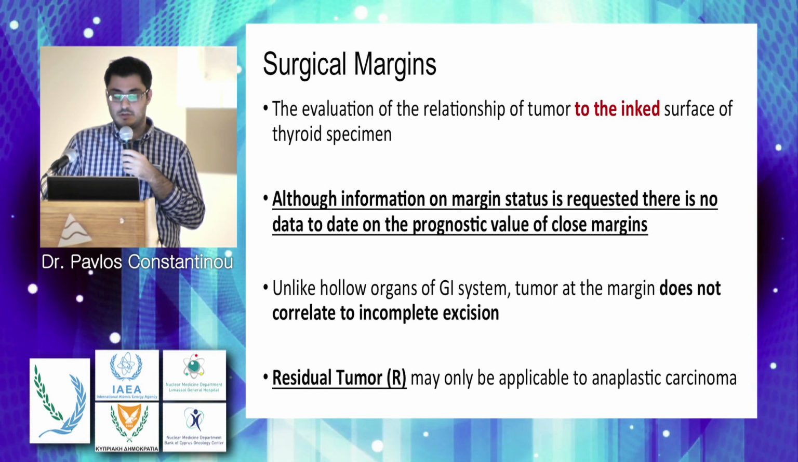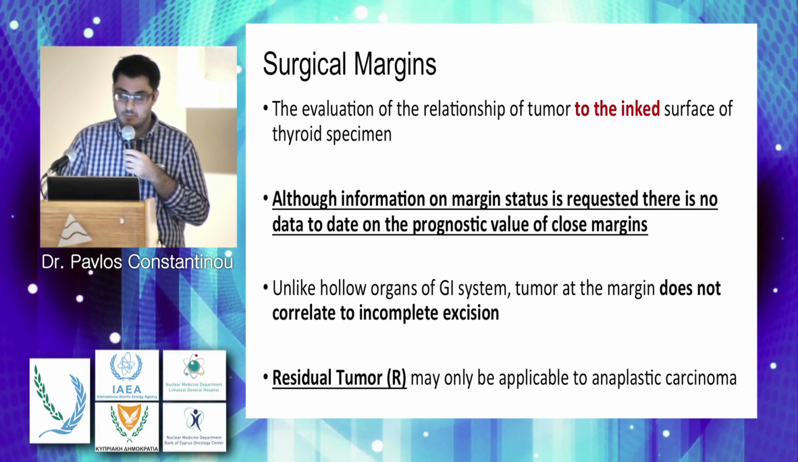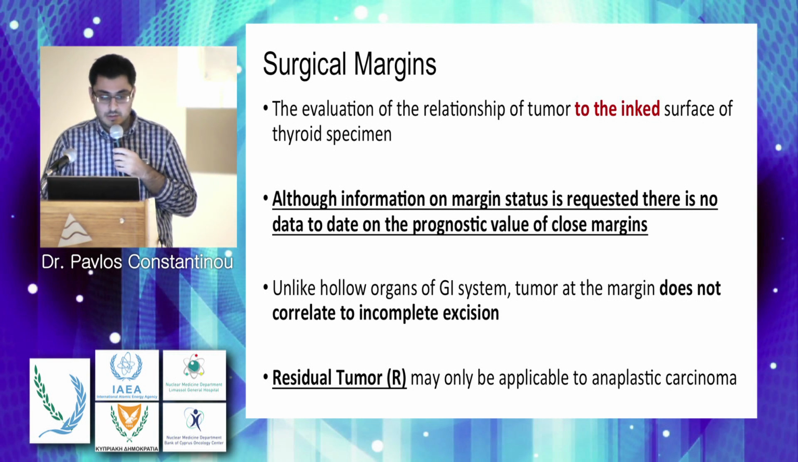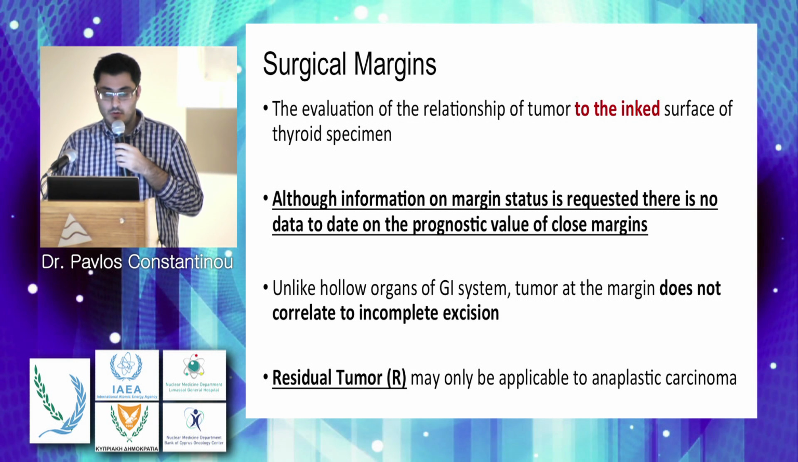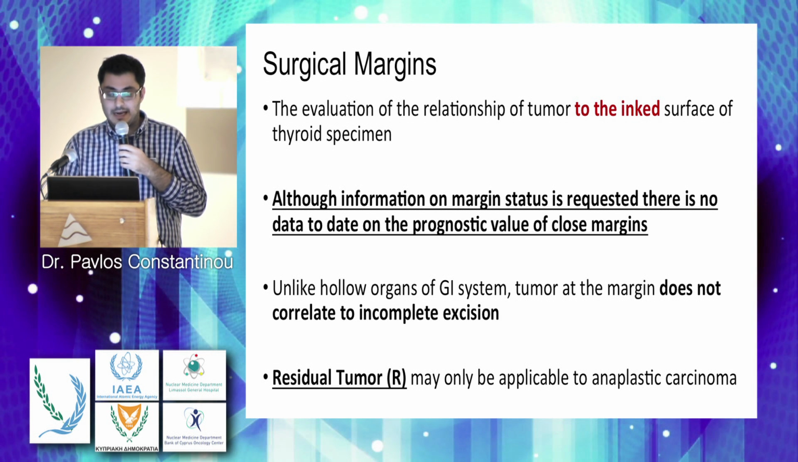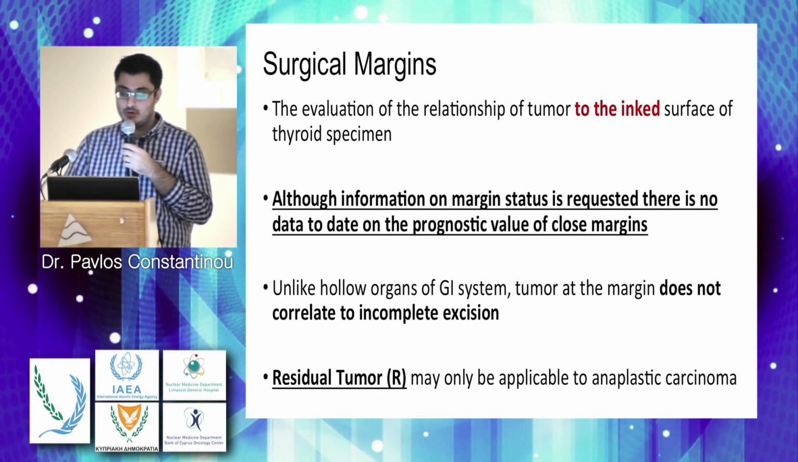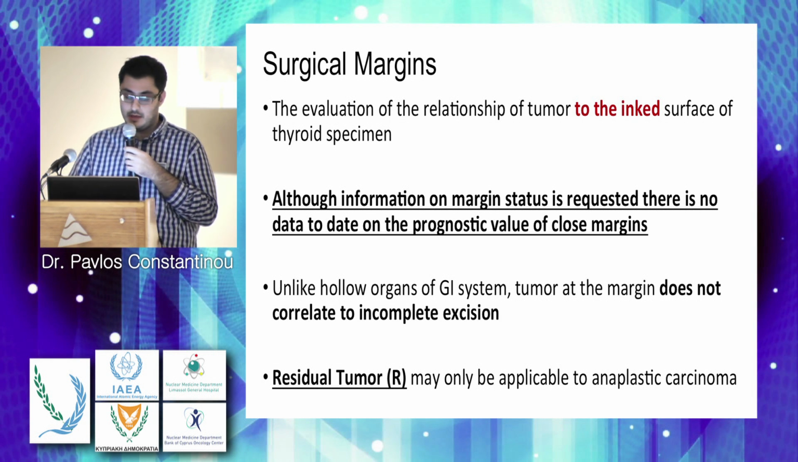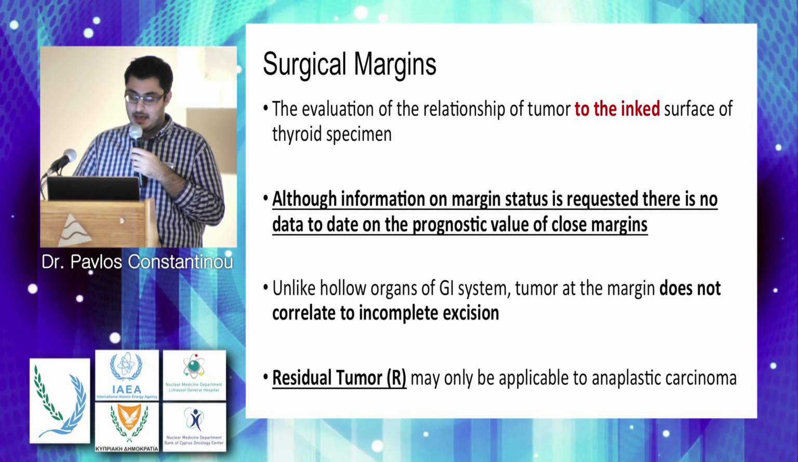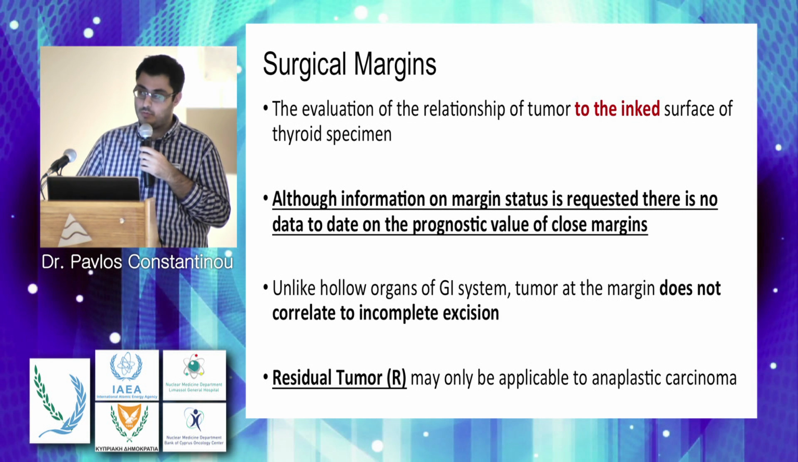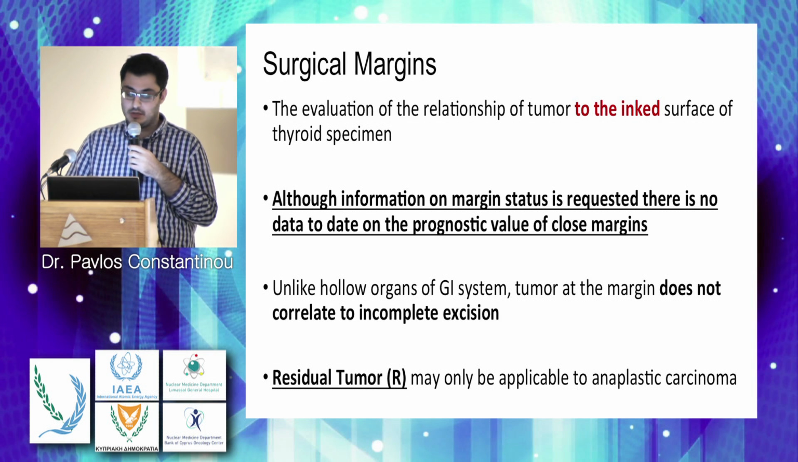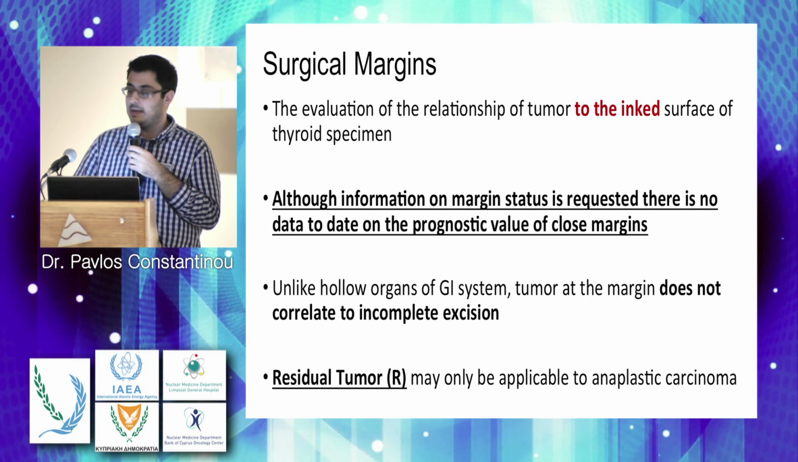And finally, the surgical margins is the evaluation of the relationship of the tumor to the inked surface of the thyroid specimen. Although information on margin status is requested, there is no data to date on the prognostic value of close margins. Unlike hollow organs of the gastrointestinal system, tumors at the margin do not correlate with an incomplete excision. That's why the residual tumor, the R classification, may only be applicable to anaplastic carcinoma.